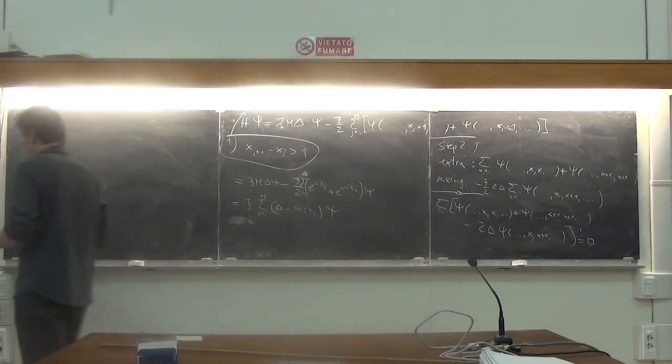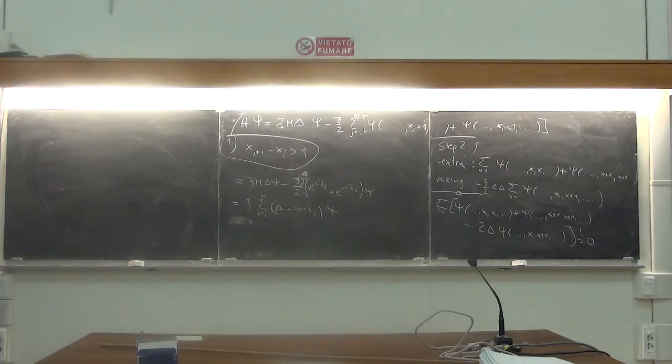So what I want to say is that for each two particles, I can group these two terms in these n factorial terms together, which correspond to just swapping those two particles. So, okay, let me give you an example.